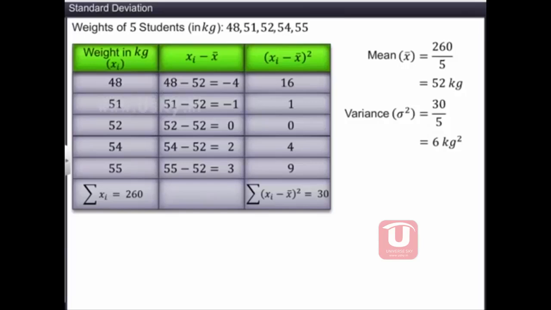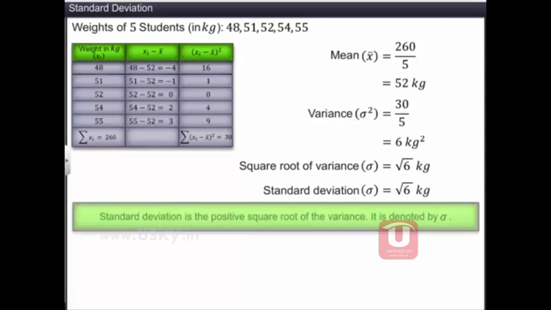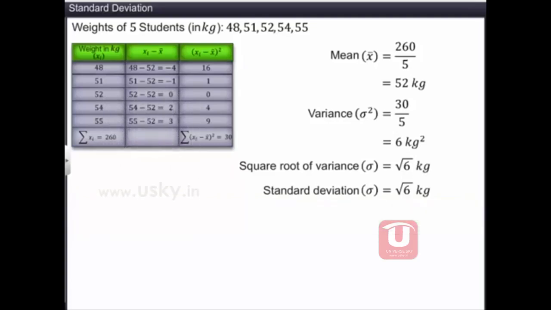In order to overcome this ambiguity, we take the positive square root of the variance, thus making the unit of the observations and the square root of the variance the same. This positive square root of the variance is called standard deviation. Standard deviation is the positive square root of the variance. It is denoted by sigma. Therefore, the standard deviation of the given data is equal to 2.449 kilograms.